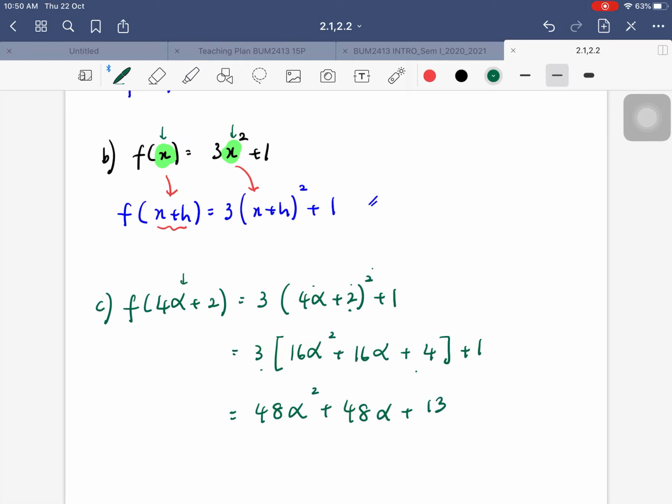So let me check if this is right. I think so. 4 for 16. 2 multiplied by 2, that's a 4. 4 times 4, 16. Yep, that is correct. And 16 multiplied by 3, that will be a 48. That will be the outcome.